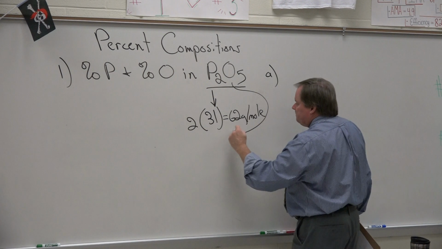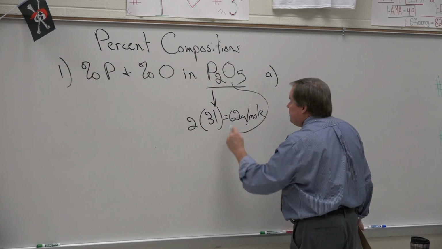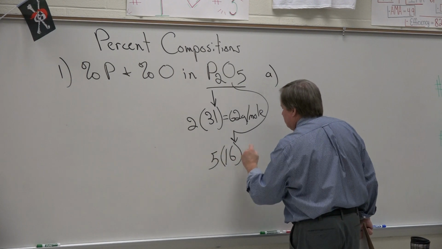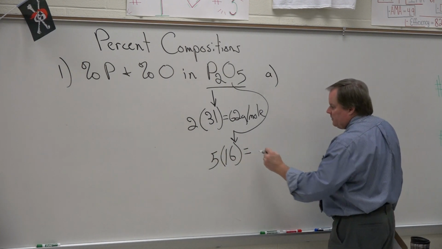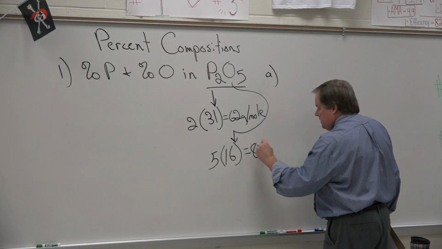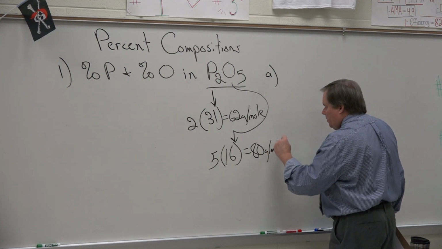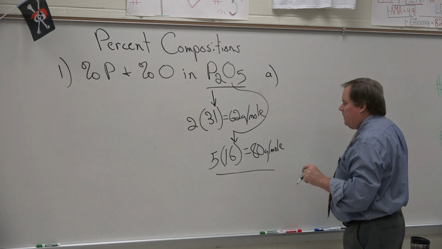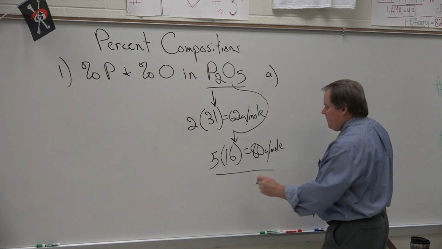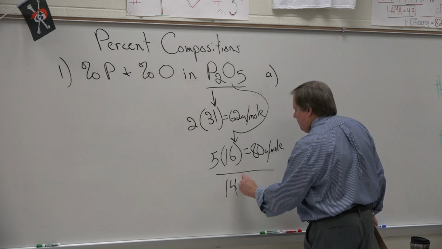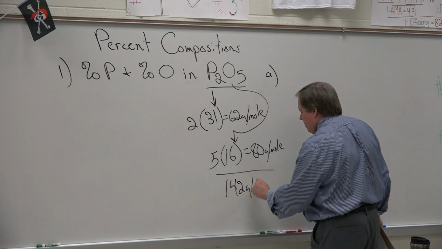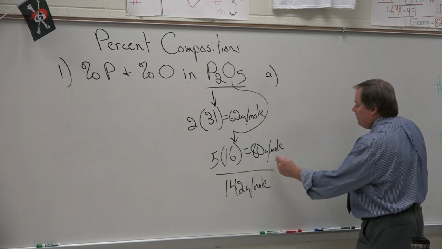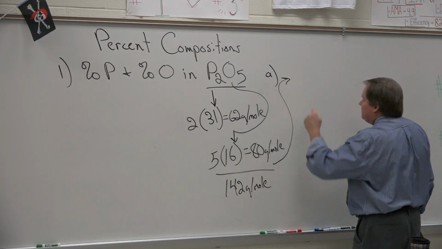Our oxygen is 16 grams per mole. We have 5 of those. And 5 times 16 is 80, yes? Grams per mole. Add those together. What does 1 mole of that weigh? 142. 142 grams per mole. All right, so that's step A.